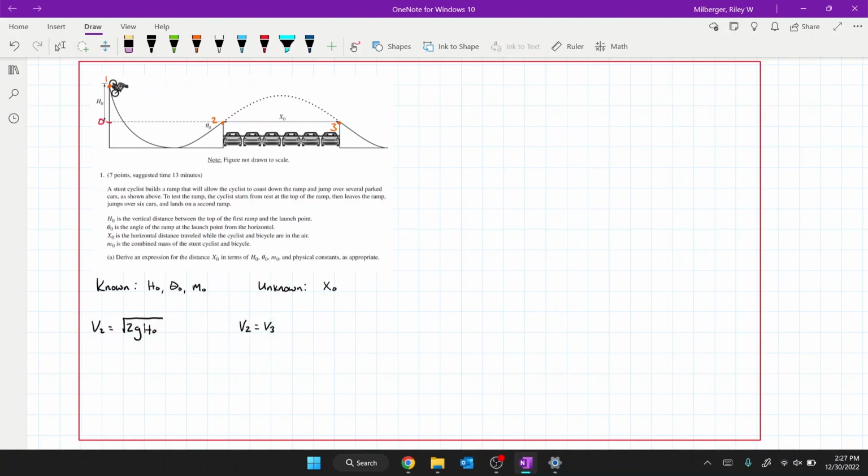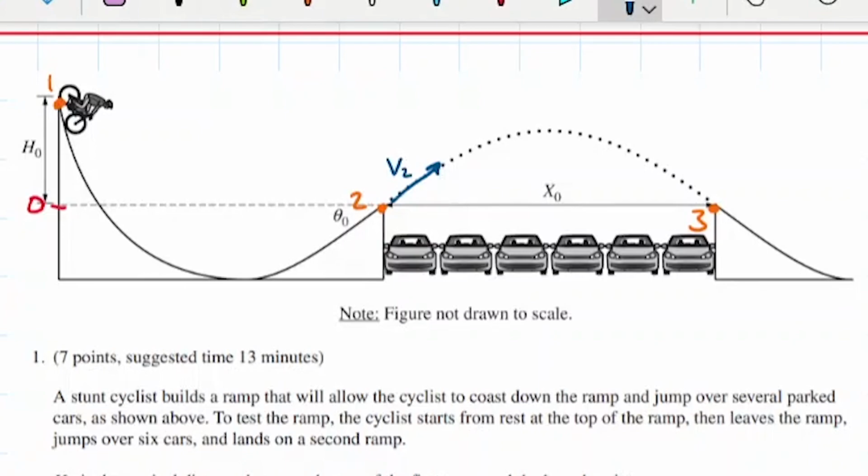We're given theta, so we can break down both of these velocities into their x and y components. Vx will go to the right for both and will be equal in magnitude since there is no force in the x direction while the cyclist is in the air. Vy at point 3 will have the same magnitude as point 2, but will now be going down.